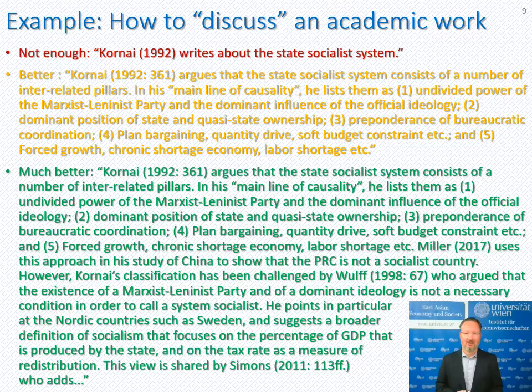I don't think so. If you look at the part in green, you see the first part is pretty much the same as in yellow. And then, however, we add what Miller said and how he used this approach by Kornai for his own study on China and what he wanted to show by his study. But then you also see a critic like Mr. Wolf. I made those names up. These are not real. Who argued that certain elements of the main line of causality are not really necessarily working as Kornai claims they do, and so on and so on.